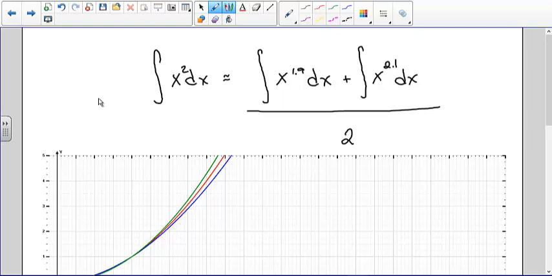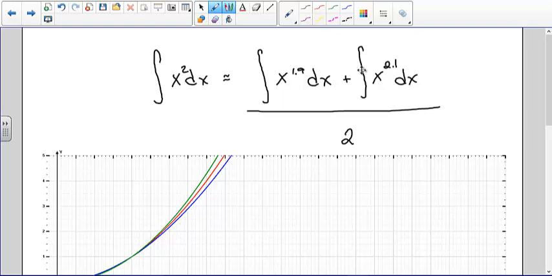Well, if I were to find the area underneath the curve x to the 1.9 power, which is the blue curve, and then I found the area under the green curve, which is x to the 2.1 power, and then average that area, you would expect that to give you the area under the red curve, which is x to the 2 power. So that seems like a reasonable assumption, right? That if I do that, I'll get approximately the right answer.